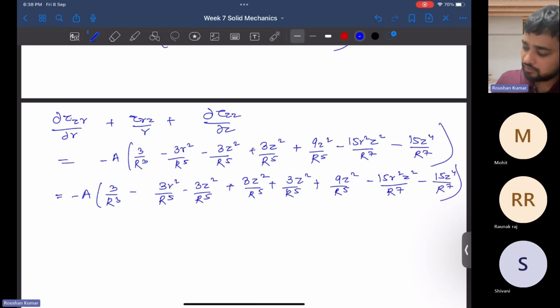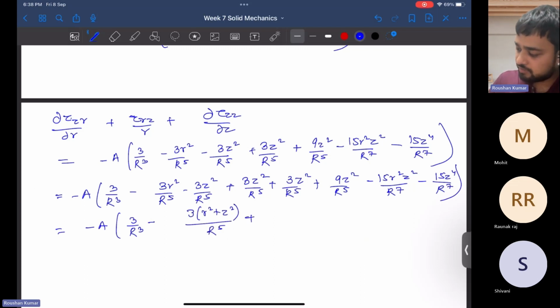Now if we take common r square plus z square from all the terms, we will get minus a times 3 by r cube minus 3 upon r to the power 5 plus 15z square upon r to the power 5 minus 15z square times (r square plus z square) upon r to the power 7.